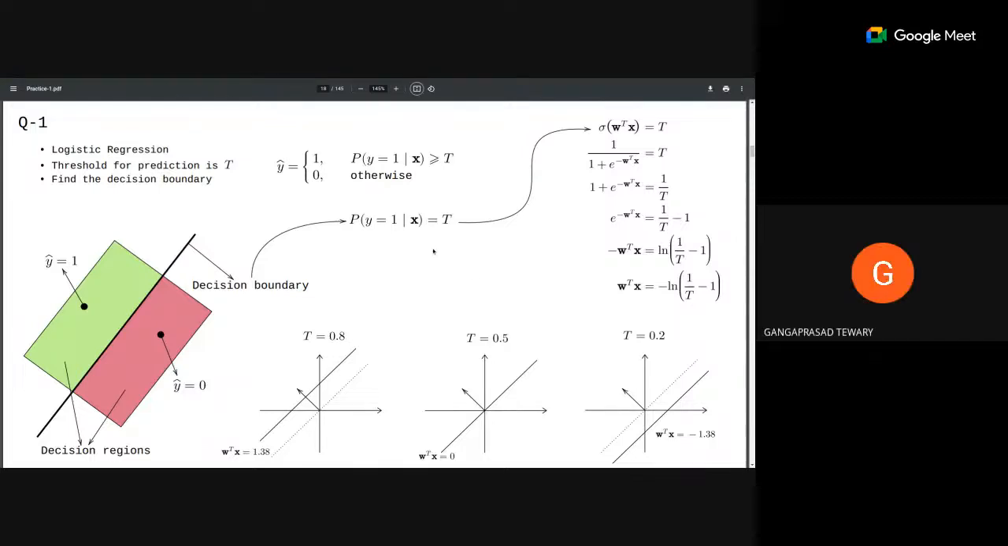Sir, a couple of quick points. In the simplest form, can we say that when we are taking the threshold as 0.8, most of the points will fall in the red region, meaning y hat equal to 0? Is that correct? Yeah, I think that's a fair assumption to make. And the reverse is for T equal to 0.2, that most of the points will be on the right hand side, in the green region where y hat equal to 1, right? Yeah.